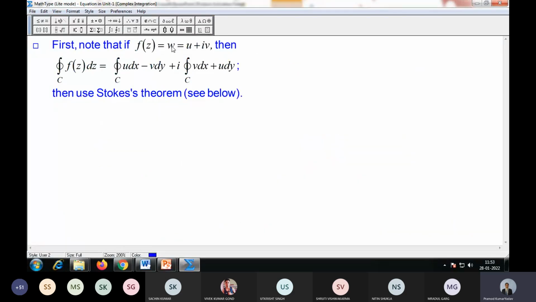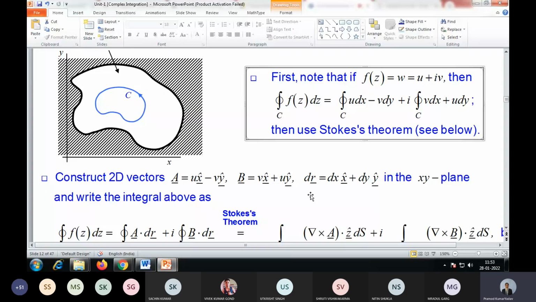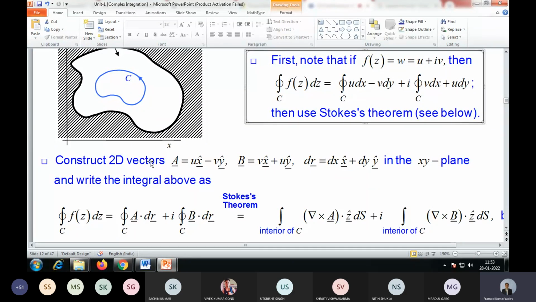So this can be written as the integration of f(z) dz like this: u dx minus v dy plus i times v dx plus u dy. Now we may use the Stokes theorem. How is this Stokes theorem? Because take two vectors, A equal to u x cap minus v y cap, where x cap means i cap and y cap means j cap. Another vector B is v x cap plus u y cap.